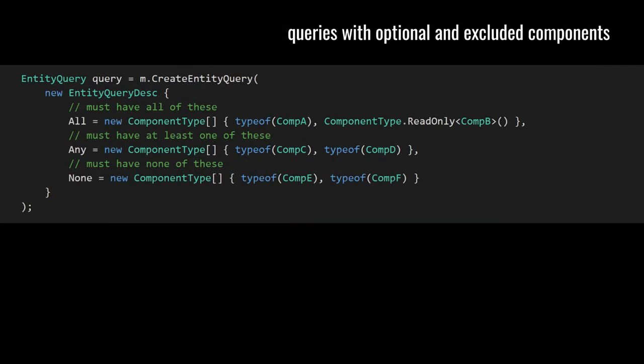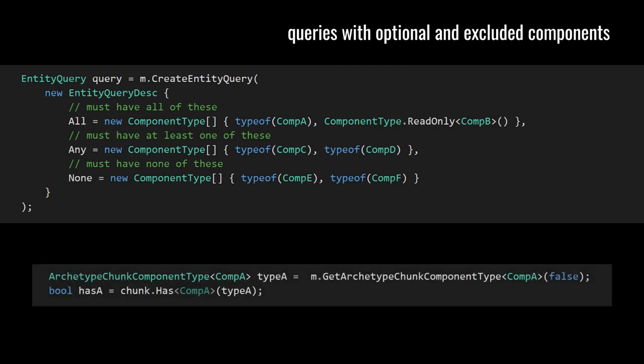A query can also be created from an entity query description, which has three arrays of component types. The all array specifies component types which matching chunks must have. The any array specifies component types which matching chunks must have at least one of. And the none array specifies component types which matching chunks must not have. In this example, the query matches chunks which have component types compA and compB, but chunks which also have at least one of compC or compD, or both, and which do not have either compE or compF.